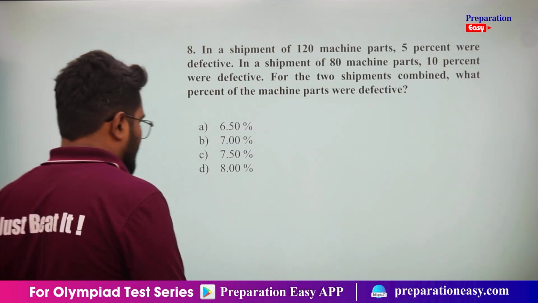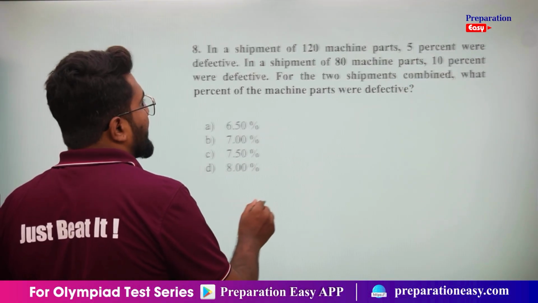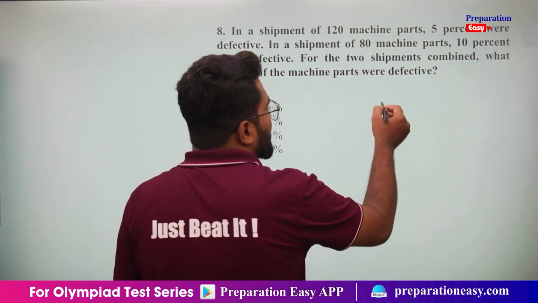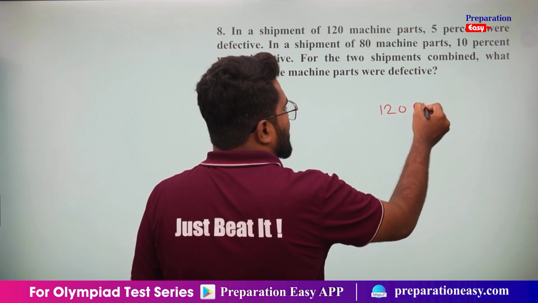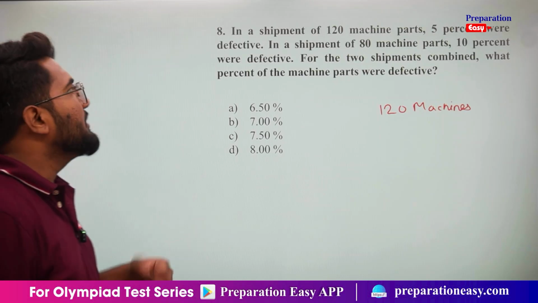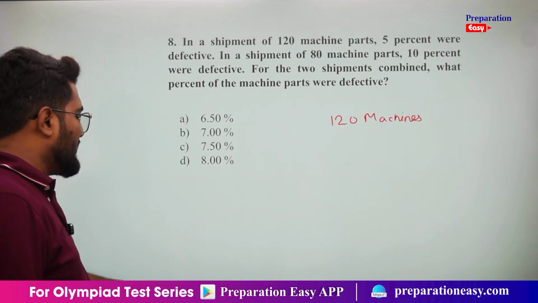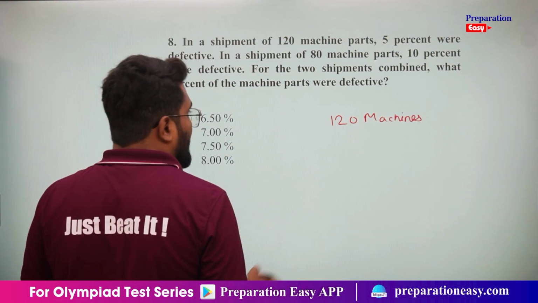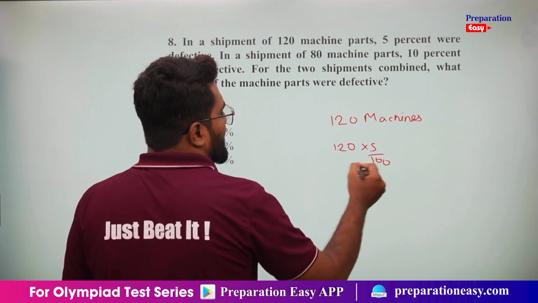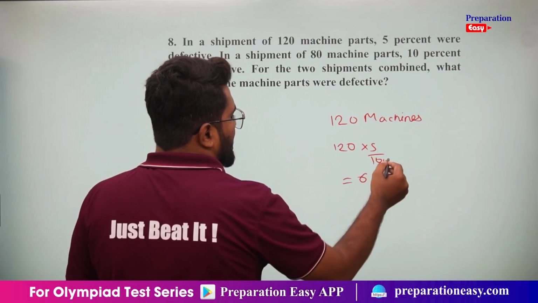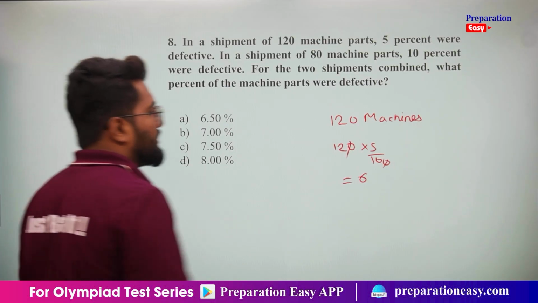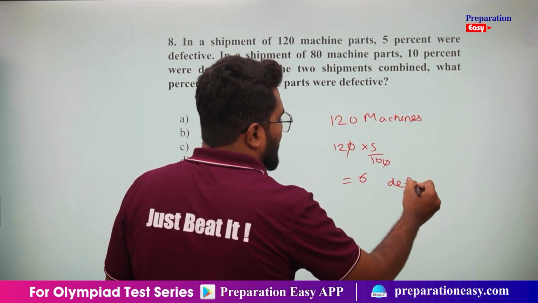Question number 8. In a shipment of 120 machines, there is a shipment which consists of 120 machines, 5% were defective. So what is 5% of 120? That is 120 multiplied by 5 divided by 100. 0 0 cancel, 12 5s are 60, 60 divided by 10, it equals 6. 6 are defective.